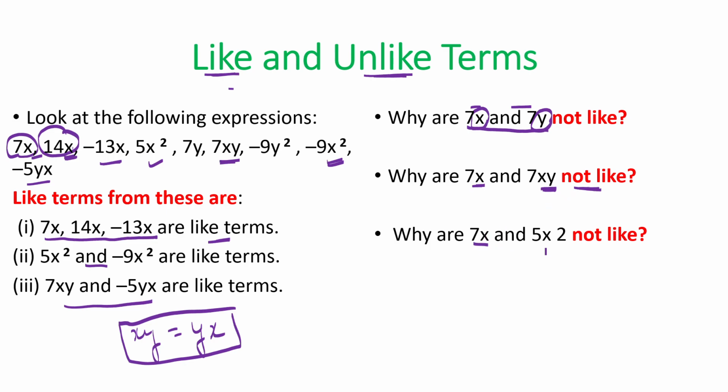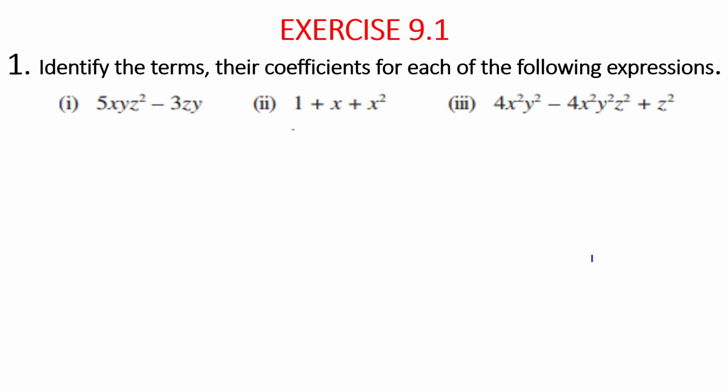Again, 7x and 5x square are not like terms, because you know very well x square is not x. X square is the product of x multiplied by itself, and multiplying x by x gives x square. So what will 7x and 5x square be? Different, so they are not like terms. Clear? Now we move to exercise 9.1.